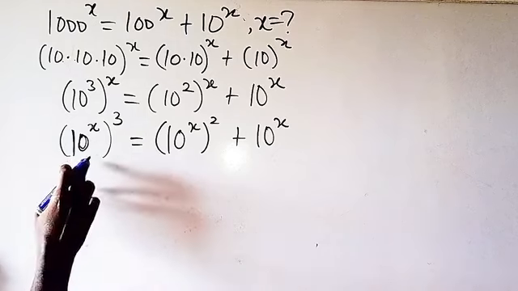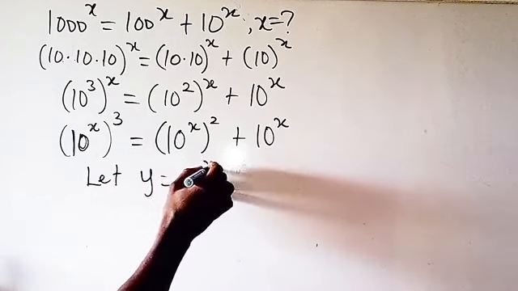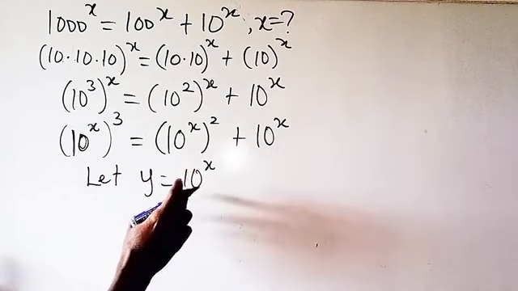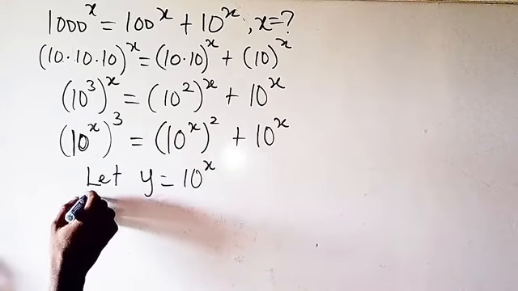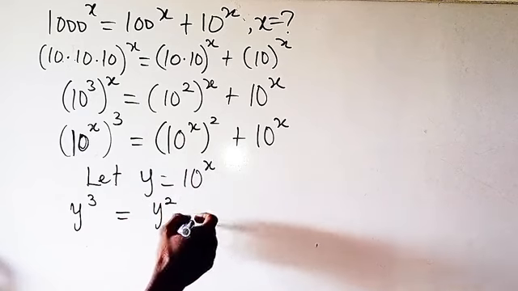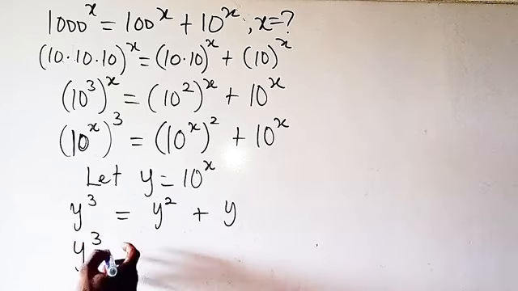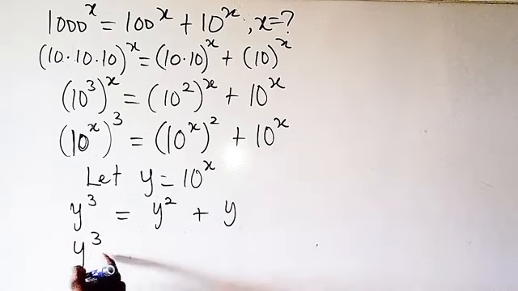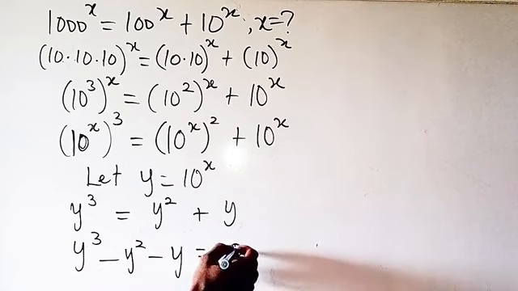So now we let y equal 10 to the power of x. Therefore, anywhere we see 10 to the power of x, we replace it with y. We have y to the power of 3 equals y to the power of 2 plus y. We transpose all of this to the left hand side, and we have y cubed minus y squared minus y equals 0.